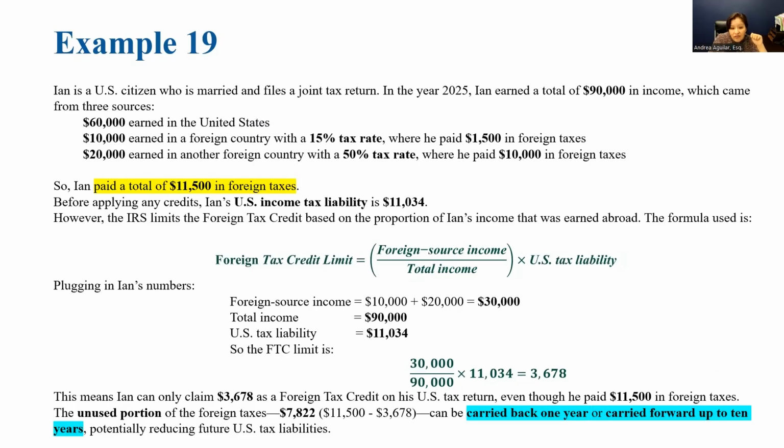Now, what is the foreign tax credit? It will be the lesser of the tax paid, $11,500, and $3,678. So the lesser is $3,678, even though he paid $11,500 in foreign taxes. So the unused portion is not lost. He is going to be able to carry back 1 year or carry forward up to 10 years, potentially reducing future tax liabilities, or amend the tax return that he had previously filed to reduce his taxable income in a prior year. But he's not going to lose this amount.